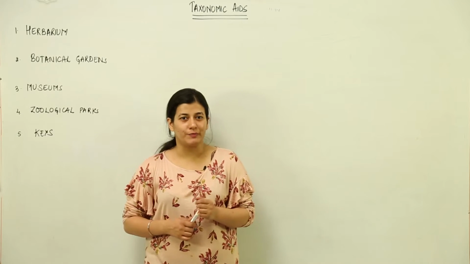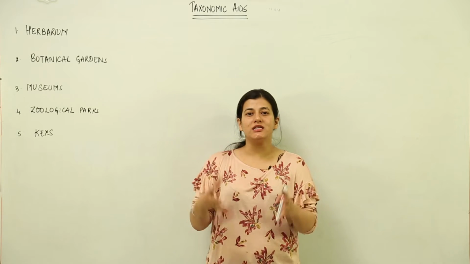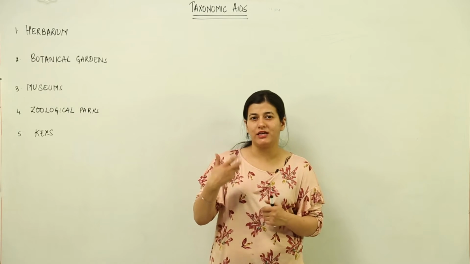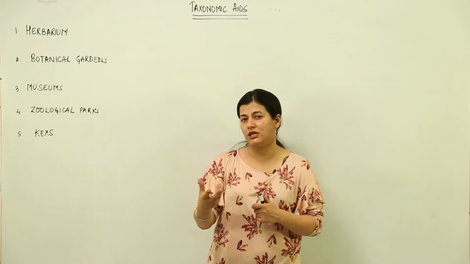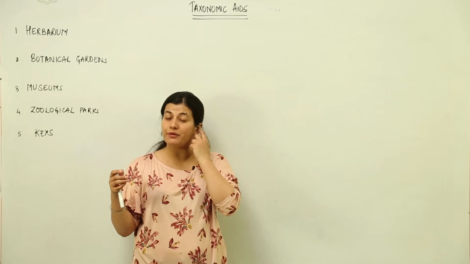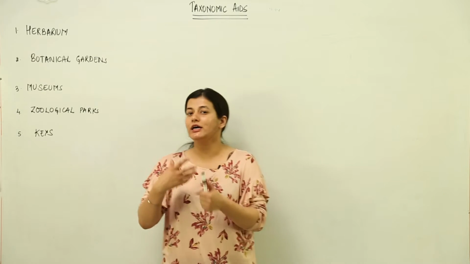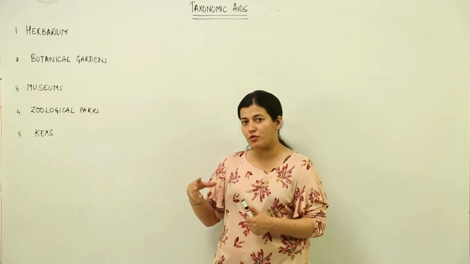Coming to the last topic of diversity of life, we have taxonomic aids. What are these taxonomic aids? You know, something as an aid which helps in some or other work. So those things which help in our taxonomic studies would be termed as taxonomic aids. Now, what are the various taxonomic aids?